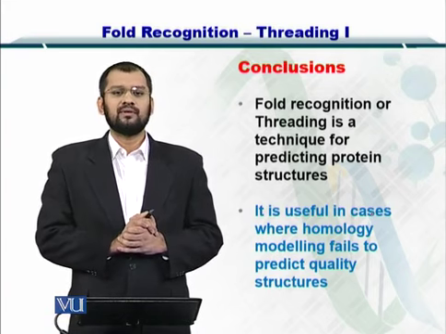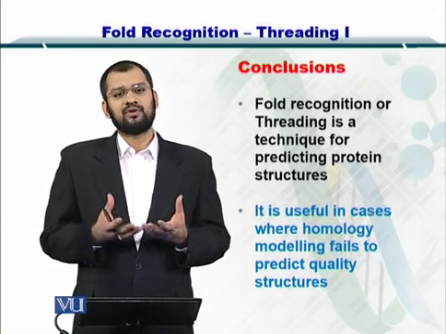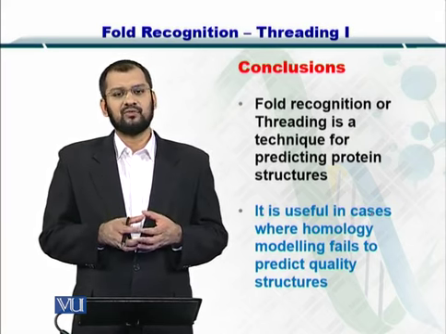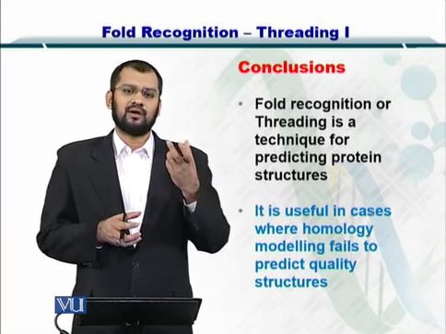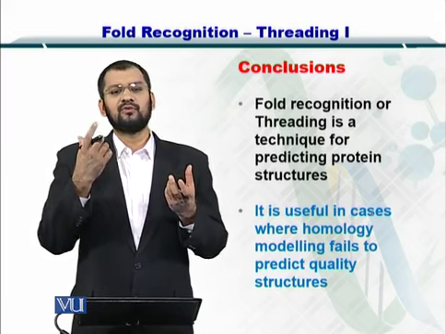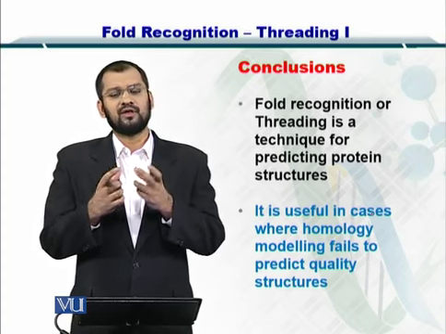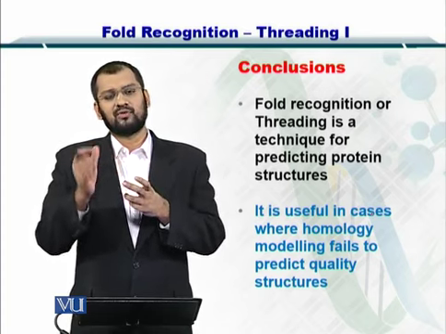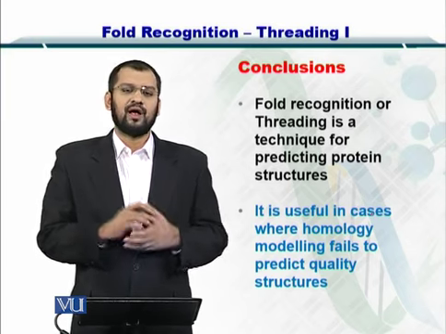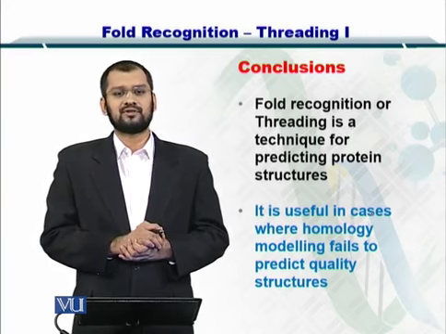So in conclusion, fold prediction or threading is simply a protein structure prediction strategy in which we try to compare a sequence with the sequences of different folds. If the two sequences are close, if they're homologous, then we try to see if the sequence can also form that fold. And by creating a combination of those folds, we can arrive at the tertiary structure of the protein.